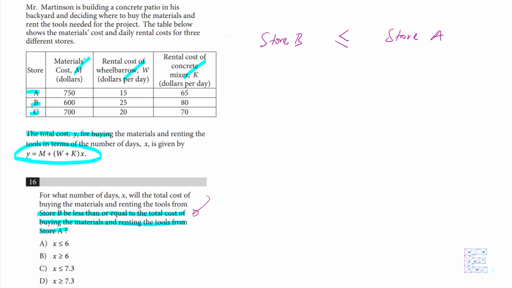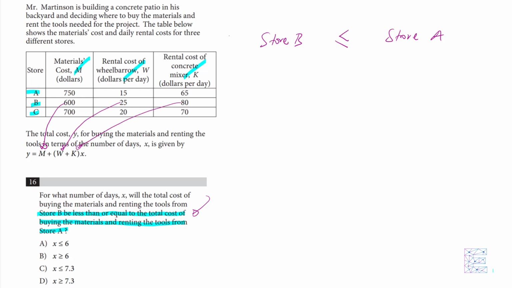Thankfully, we know how to calculate the cost because we're given this equation. We can do that for both of these, and then we can solve for X in both of those equations. Let's go ahead and set them up. So for store B, we are plugging in 600 in place of M, 25 in place of W, and 80 in place of K. So let's go ahead and do that.